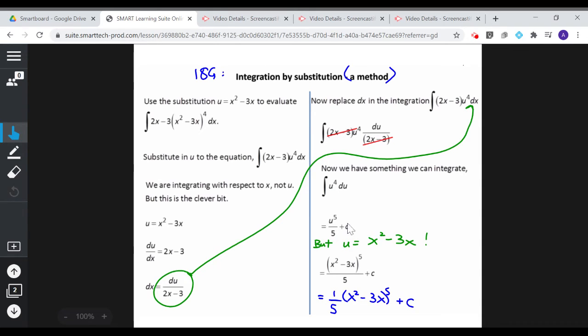Okay, but I'm not done because I've got to change this back to x. Remember we started with x as our variable, so we've got to put that x squared minus 3x back in for u, and I end up with this expression, which I could write in this form or in this form.